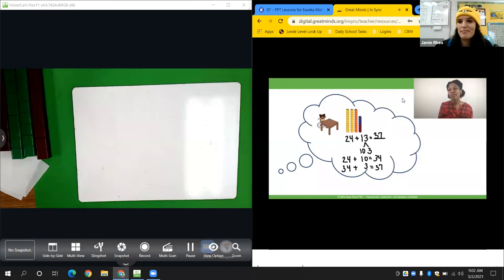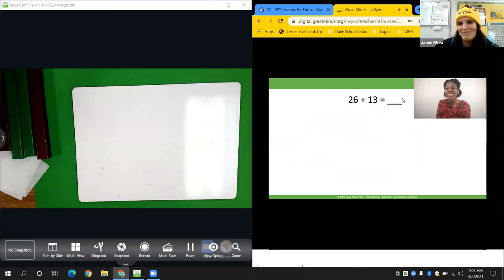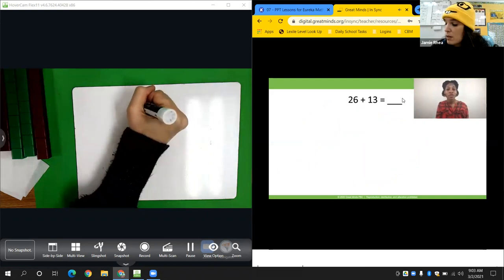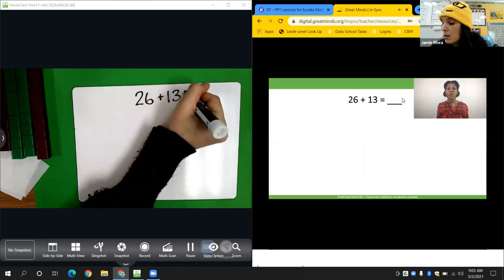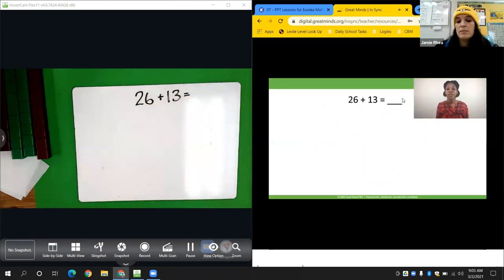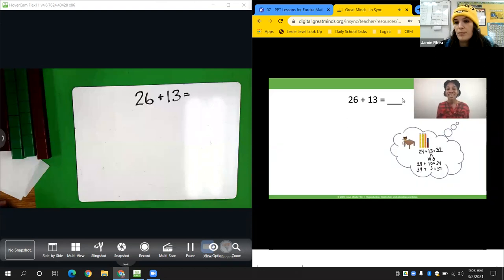When I say independent, you say work. Independent? Work. Mathematicians, it is time for some independent work. I want you to solve 26 plus 13 equals something using your personal whiteboard. Let's write that down. I want you to make sure that you use the adding 10's first strategy. When time is up, you'll be able to compare your work with mine. Go ahead and begin working.